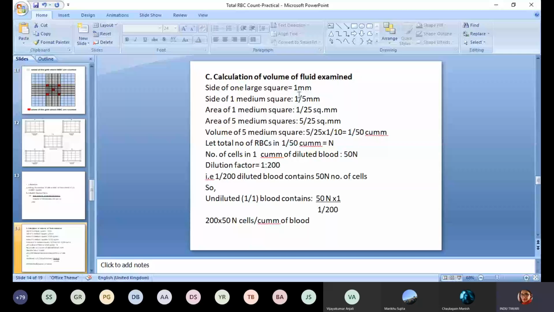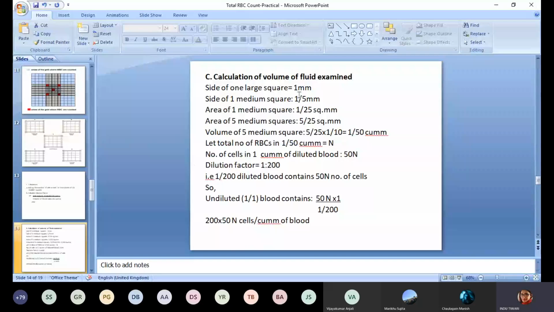So the total number of RBCs in these 5 squares, whose volume is 1/50 cubic millimeter, if we assume it to be N, then the number of cells in 1 cubic millimeter of the blood would be 50N, by simple mathematical calculation. So if the total number of RBC in 1/50 cubic millimeter is N, then the number of cells in 1 cubic millimeter would be 50N.